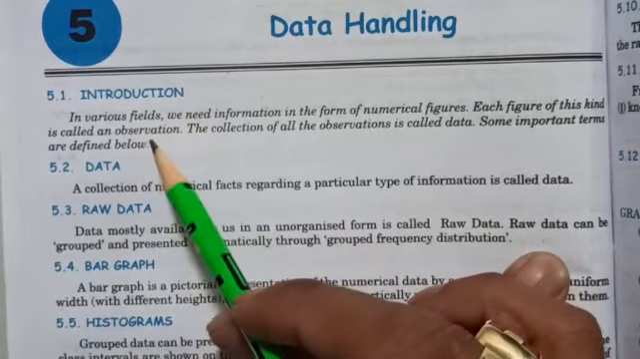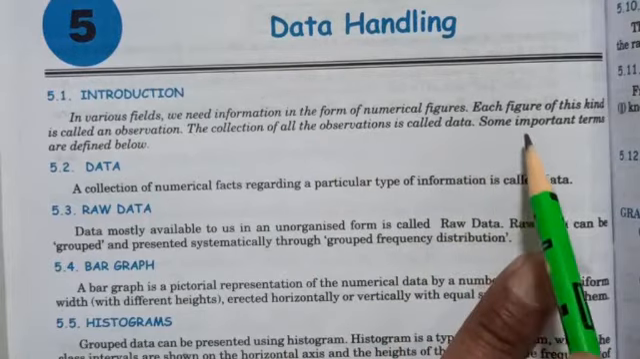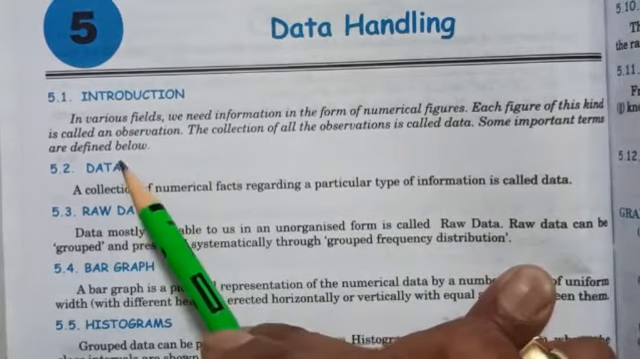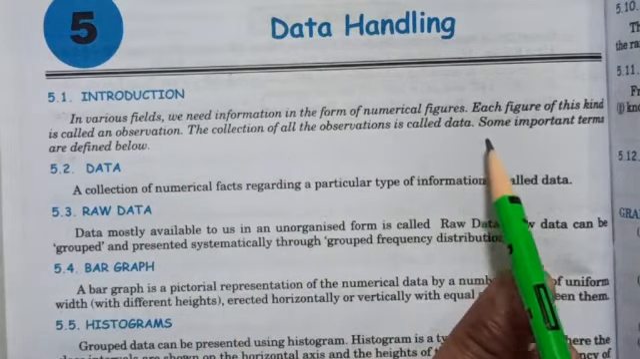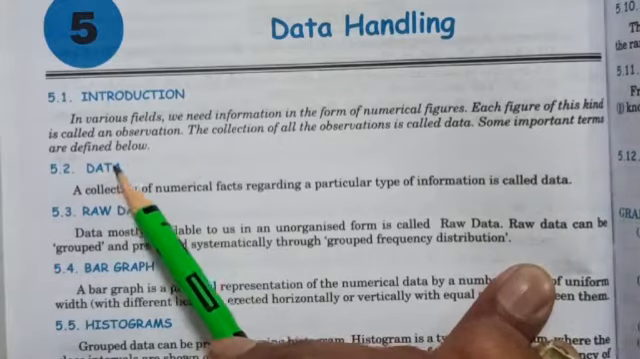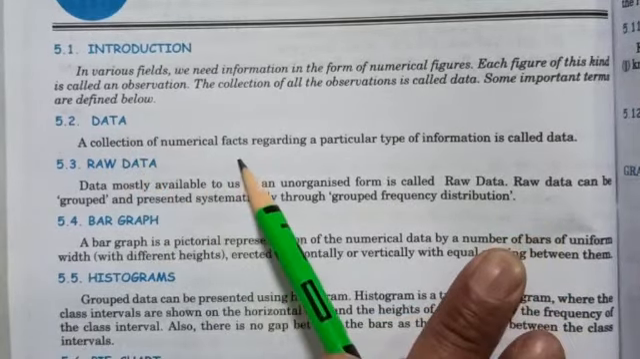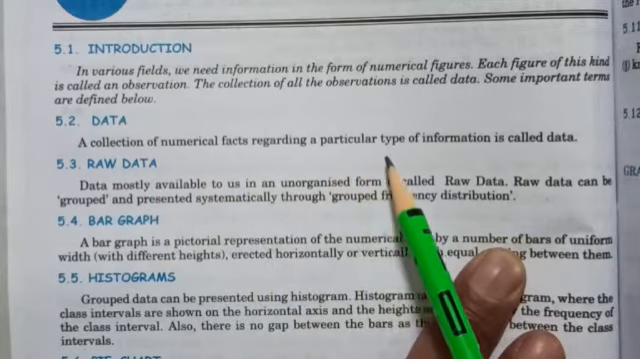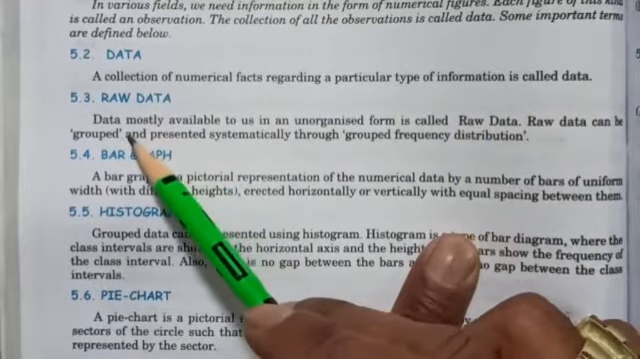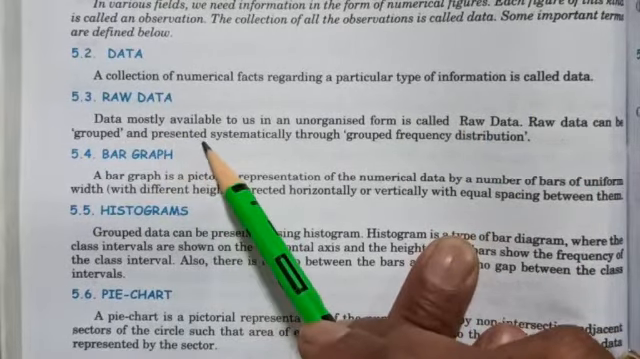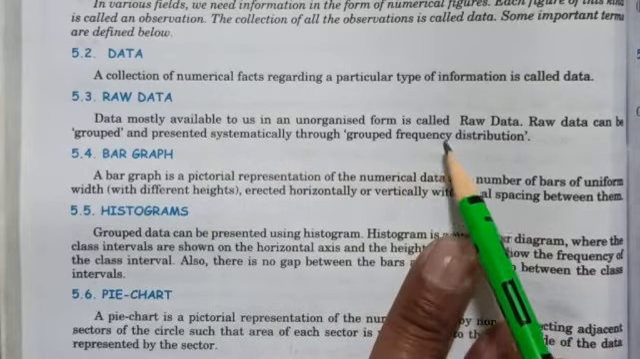Introduction. In various fields, we need information in the form of numerical figures. Each figure of this kind is called an observation. The collection of all the observations is called data. Some important terms are defined below. Data. A collection of numerical facts regarding a particular type of information is called data. Raw data. Data mostly available to us in an unorganized form is called raw data.